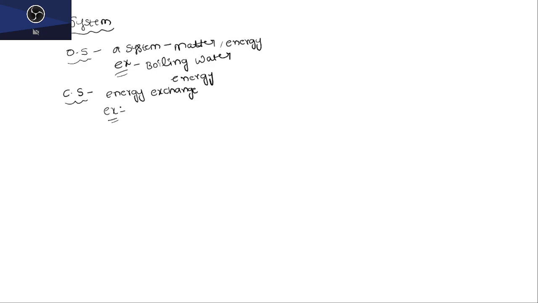Example for a closed system: if you carefully see, boiling water in a closed vessel. I am talking about a closed vessel. If you take a closed vessel, what will happen? Energy is going to be exchanged, not the water vapor.